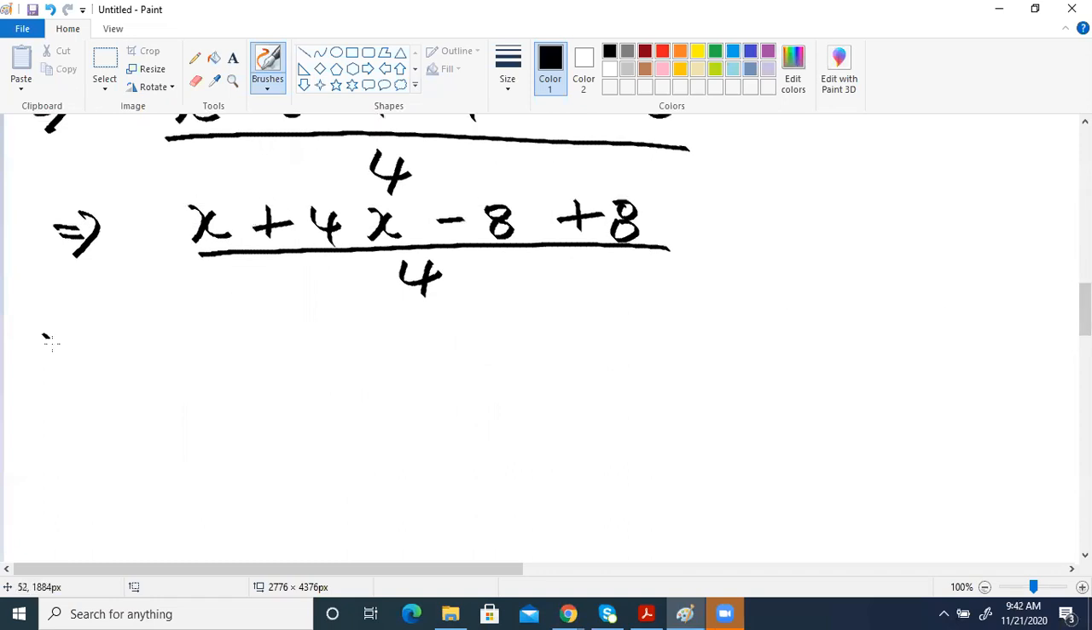And then lastly, we have 5x. The 8's cancel, so that's 0. Minus 8 plus 8, that's 0. And we'll have this over 4, so 5x over 4. Okay? You leave it right there. You're done.